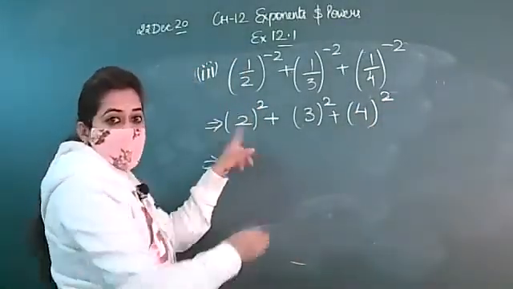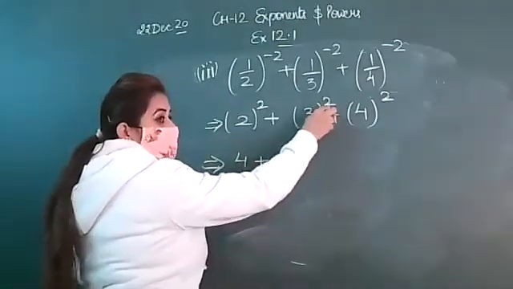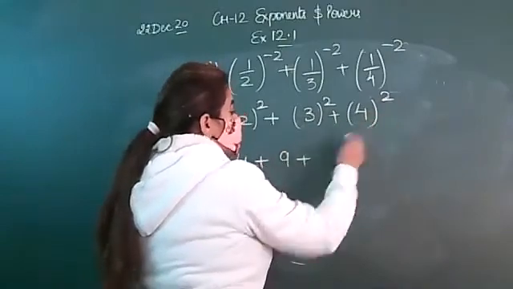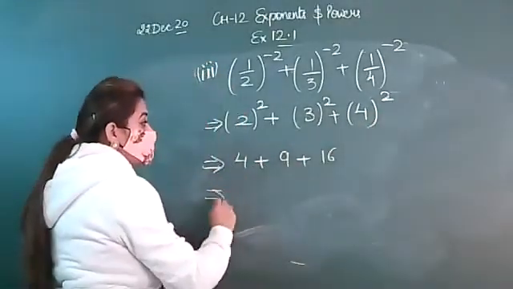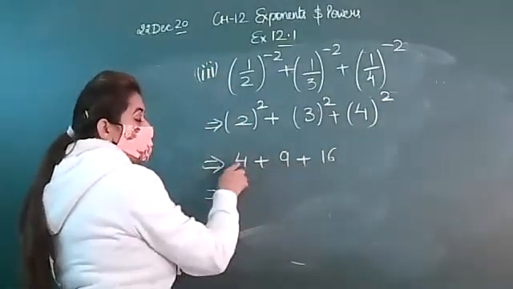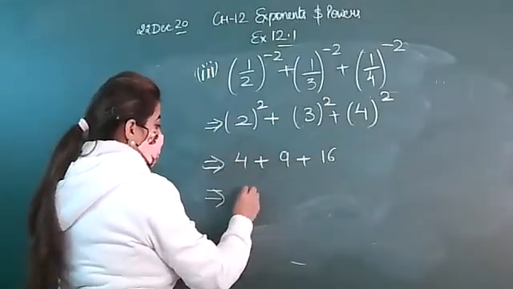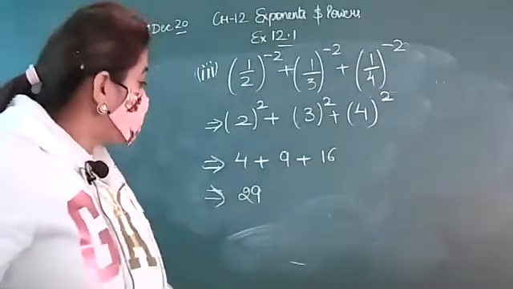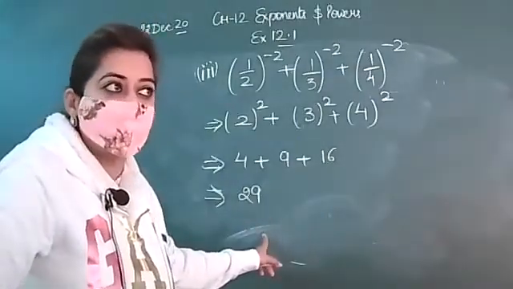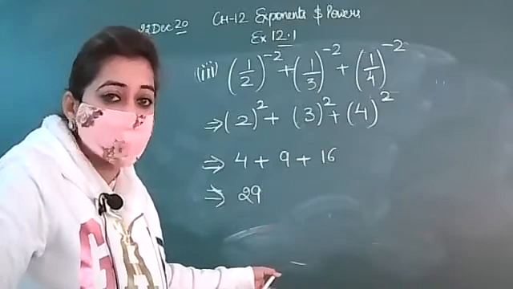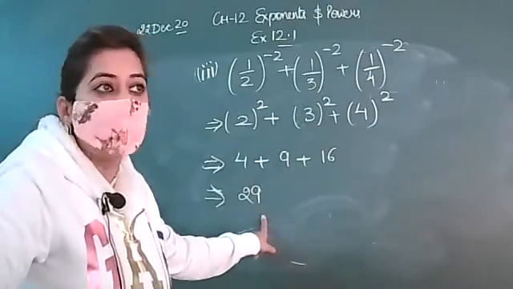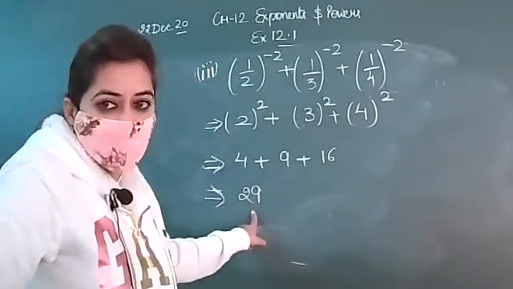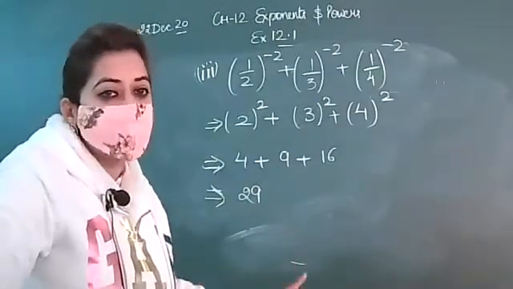Now, 2 square is 4. 3 square means 3 multiplied by 3, that is 9. 4 square is 4 into 4, that is 16. So when you add them, this will give you 25 plus 4, that is 29. So this is your answer to this question. But if the question is to simplify and write in the exponential form, it's not possible for us to write it in the power form because this is a prime number. You can't make the factors of this. So the question is of simplify only.